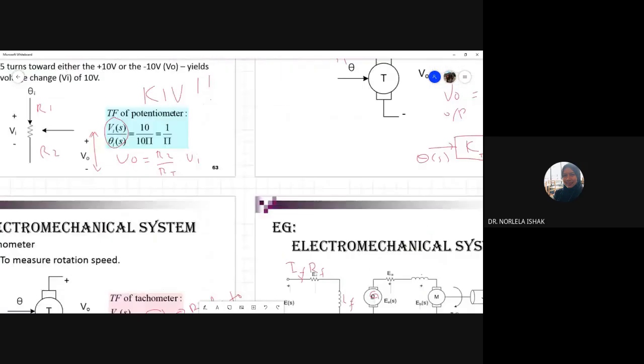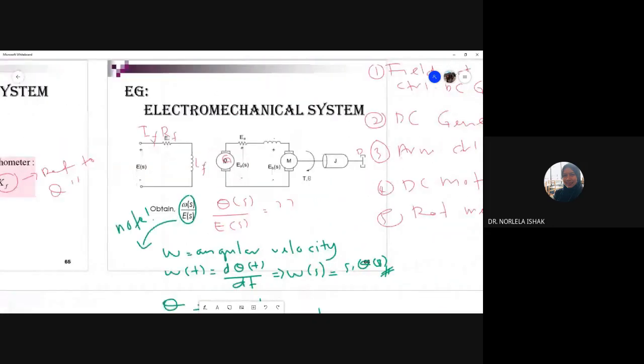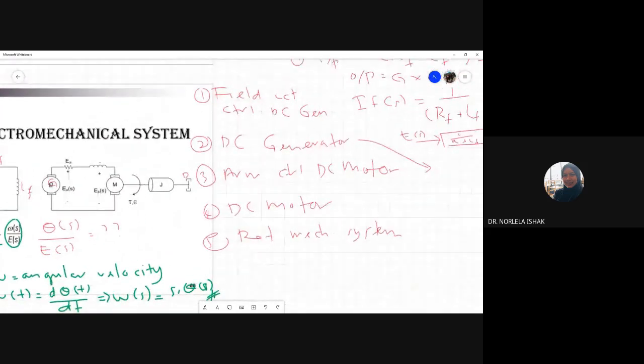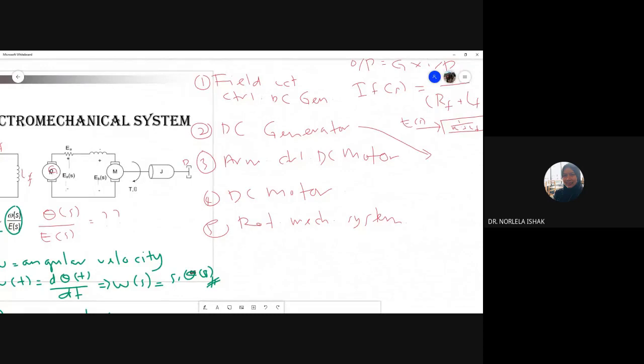So apa kita punya output generator from this one? What's the output of our generator? Cuba tengok betul-betul. Apa saya label kat situ? EA, kan? Okay, yeah, EA is the output generator. So, apa equation dia? EA proportional dulu. Kena buat proportional dulu. Come up with the proportional first. Proportional to IF. Yes, very good. Proportional to IF. Yeah, correct.